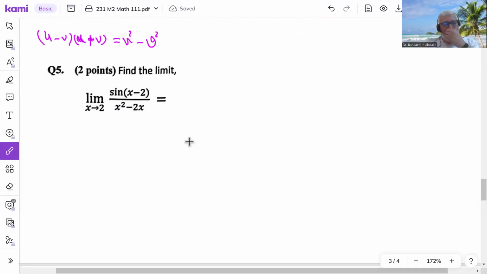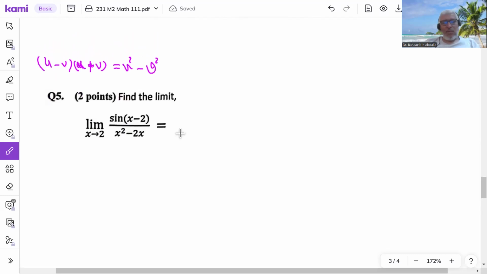Find the limit. Well, we have formulas for the limits. We know that the limit of sine x over x when x approaches 0 is 1. But I do not have sine x here. I have sine of x minus 2. And x is approaching 2, not 0.